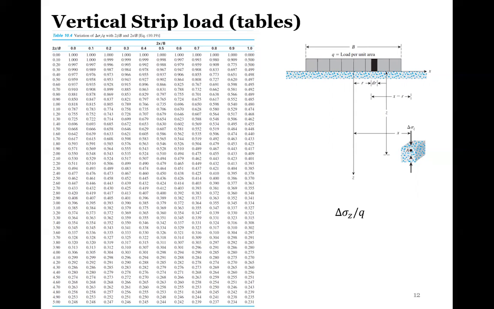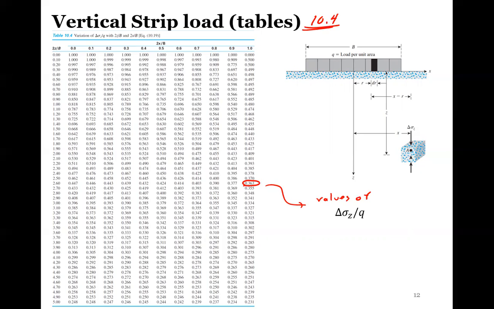This is going to be table 10.4, so make sure that you are reading the correct table. This is the variation of our delta sigma z divided by q, so that load per unit area. And this is with 2x divided by b, and then 2z divided by b. So how we would actually read this: all of these values right here are values of delta sigma z over q.